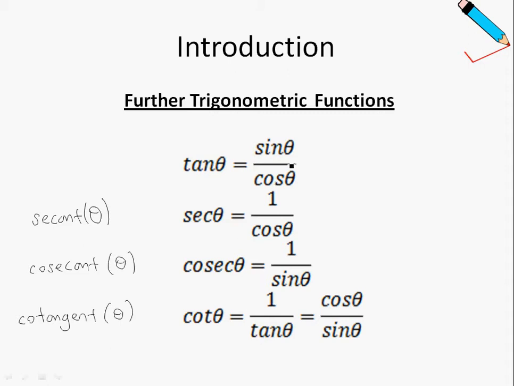If you were to substitute tangent theta equals sine theta over cosine theta and simplify, you will get cotangent theta equals cosine theta over sine theta.